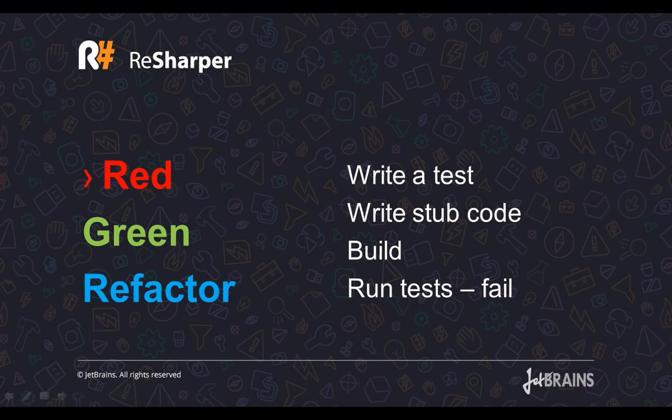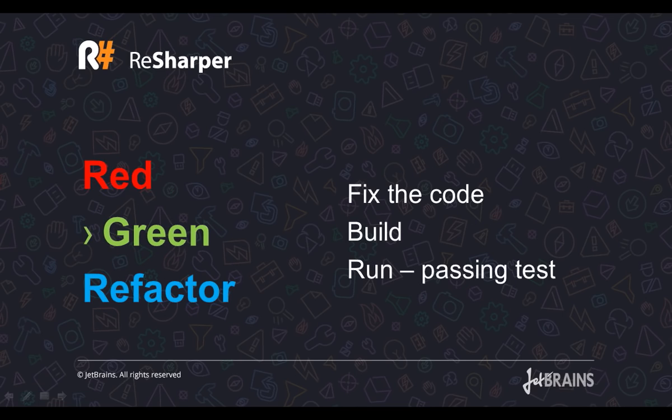The idea is you first of all write a test and write some stub code to get everything compiling. You build, you run the test, and you get a failing test. We've got our red test there. We've got an error we need to build. We then move on to green. We fix the code up. We build again, and we run the test again, and hopefully now we get a passing test.